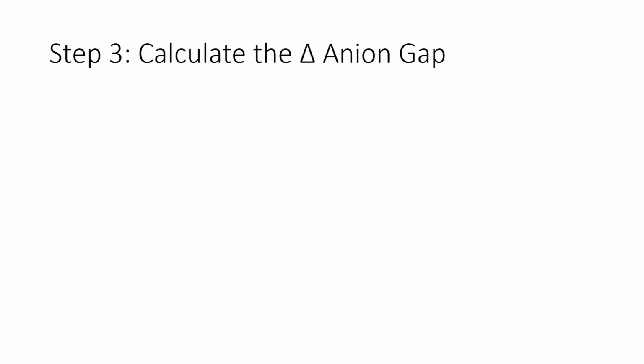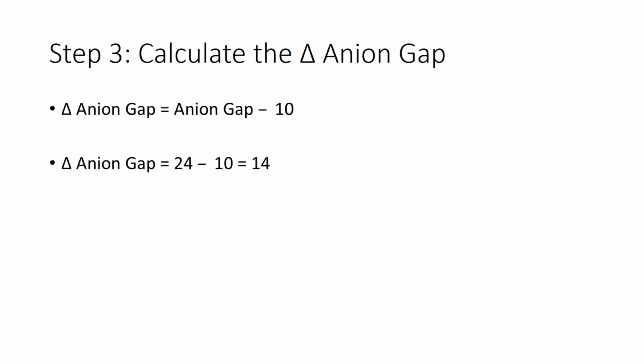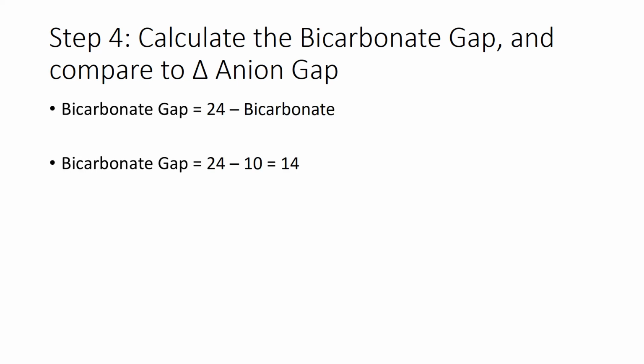Step 3. Calculate the delta anion gap. Here the delta anion gap is equal to 24, our anion gap, minus 10, which is 14. Now let's calculate the bicarbonate gap. The bicarbonate gap is 24 minus 10, which equals 14.